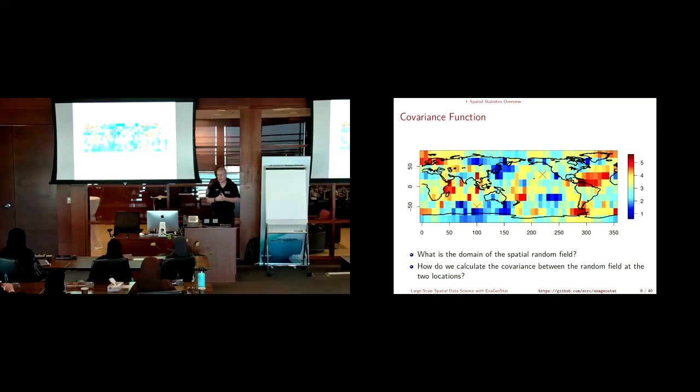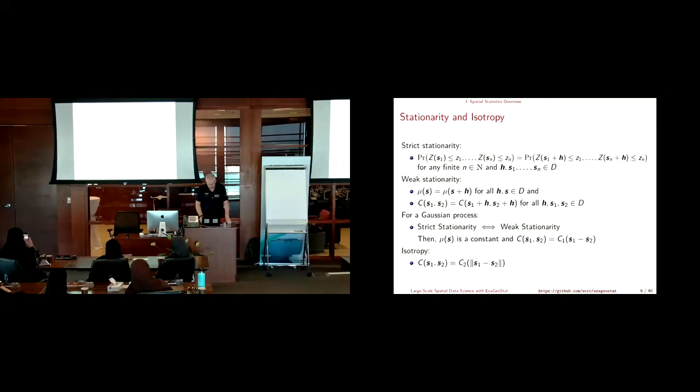Well, to estimate something, usually you need replicates in statistics. So you need several observations. But here we have only two observations at these two locations, so we cannot estimate the covariance directly from just this data. So what we need to do is to try to create more data, and we do this by assuming structure on the covariance function. This is the notion of stationarity.